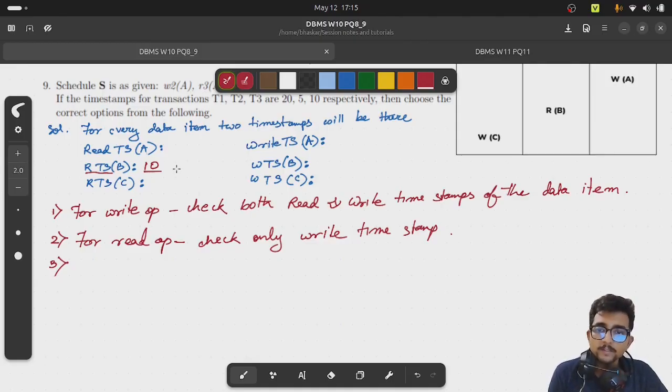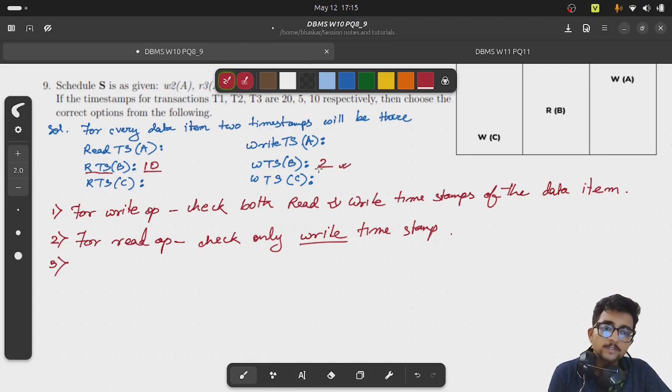Now we know that in this case we don't have to refer to the read timestamp, we have to refer to the write timestamp, right? Whenever any read is issued, like here, we only check the write timestamp. So suppose the write timestamp of B in this case is someone who is older than 5. So let's say 2, right? Write timestamp of B is 2. And the current transaction which has issued the read has timestamp 5. So we will refer to the write timestamp and we will see that the write timestamp of B is 2.